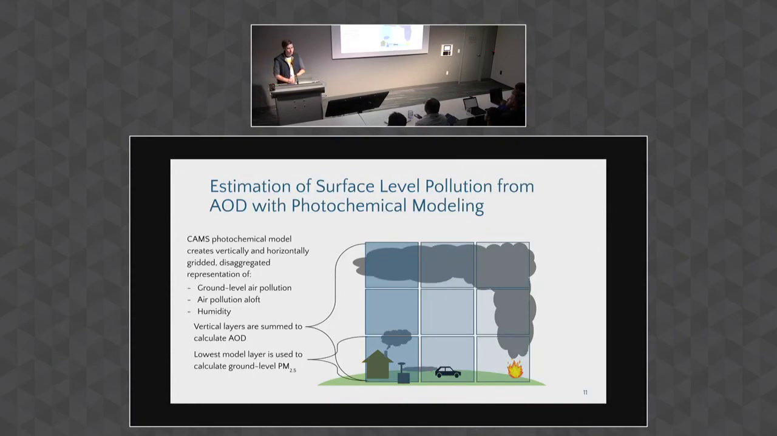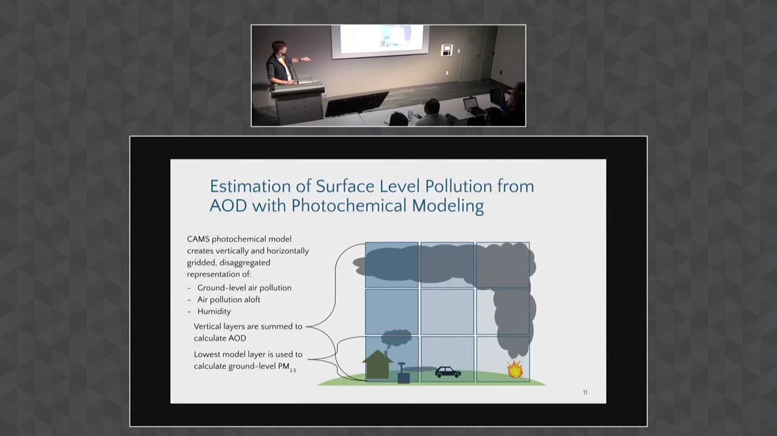And so the role of the modeling data in all of this is to help us translate that number of aerosol optical depth down to a surface level PM 2.5 estimate. And so the CAMS photochemical model breaks the atmosphere up into boxes like this, where you have air parcels aloft, and then also air at the surface.